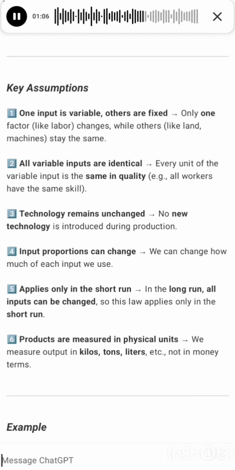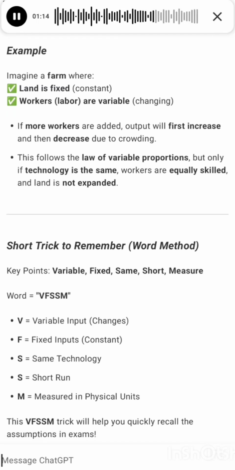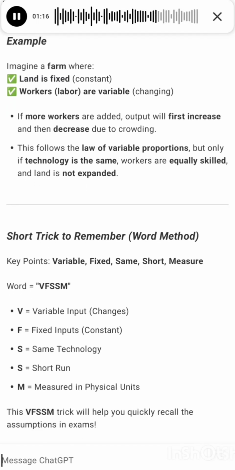Example: imagine a farm where land is fixed, constant. Workers, labor are variable, changing. If more workers are added, output will first increase and then decrease due to crowding. This follows the law of variable proportions. But only if technology is the same, workers are equally skilled, and land is not expanded.